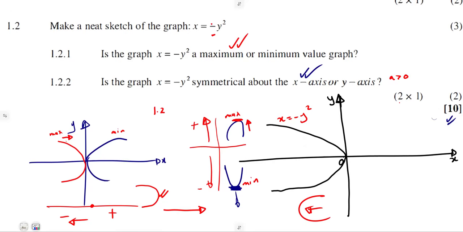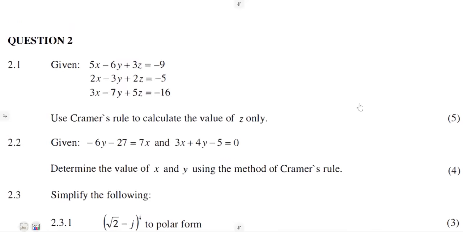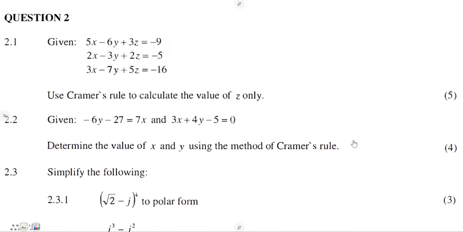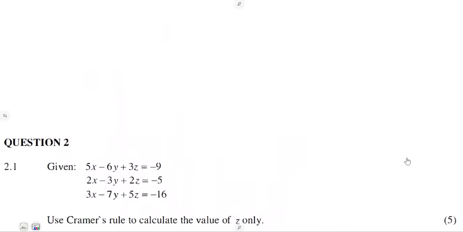All right, let's consider another part of our question, which was question 2. On question 2, we are given the whole of this question. The other part is on the second page. So let's see what we are given. 2.1, given this system of equations, use Cramer's rule to calculate the value of what? Of z only. We are considering z.